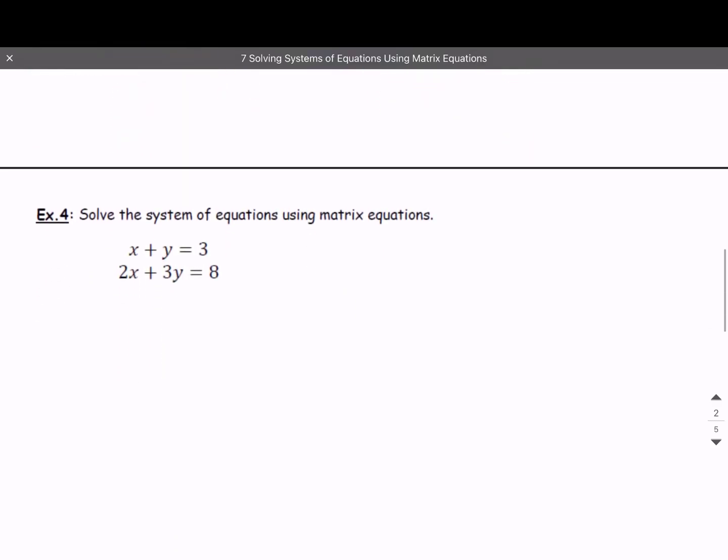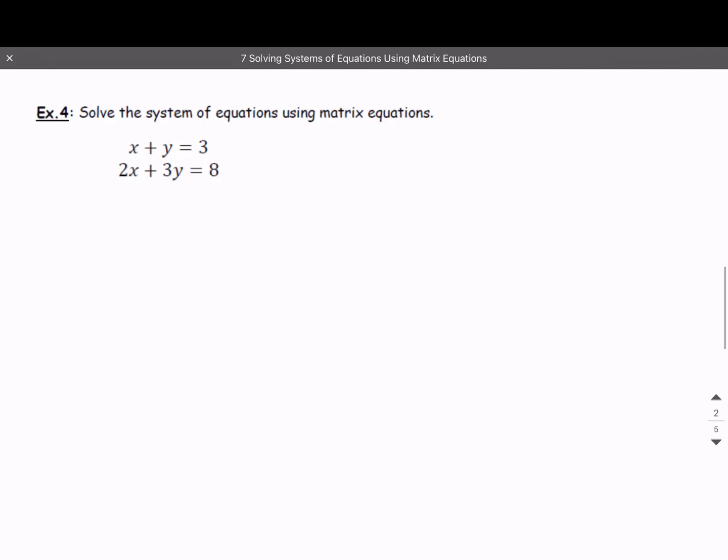I want to go back to that system of equations that we solved in the first problem. Only this time we're going to solve the system of equations using matrix equations. So this is where I'm going to teach you a new method. Now remember when I said something might look familiar? See this part of the equation? It looks an awful lot like what we had in example 3.